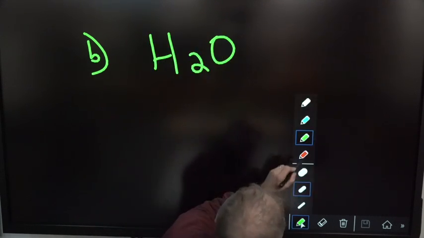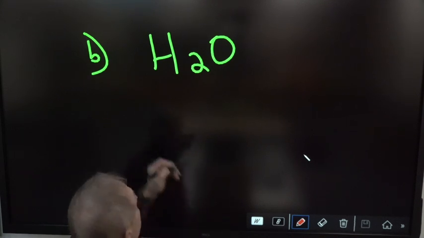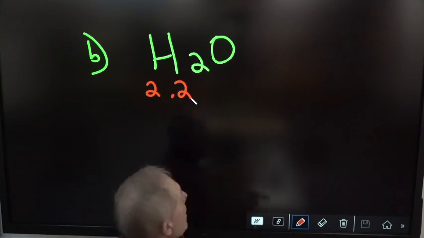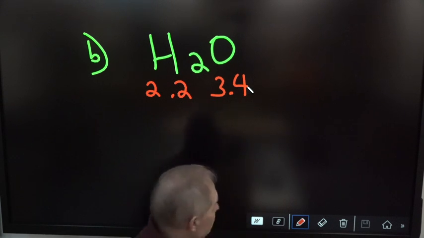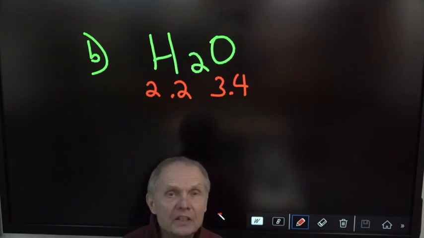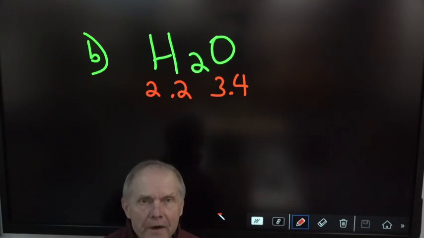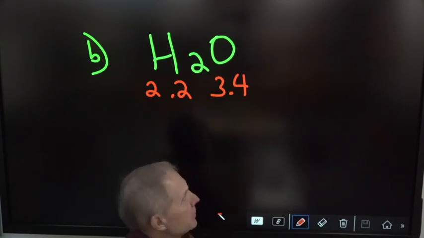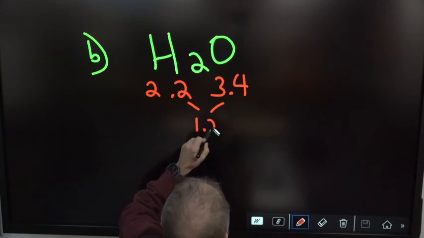H2O. Now, the H, if you look at the electronegativity, is 2.2. The O is 3.4. Obviously, the O is more electronegative, which means it's going to pull harder for the shared pair. Remember, O can't rip them off because these are two nonmetals, but O is going to pull very hard. So the electronegativity difference here is 1.2.